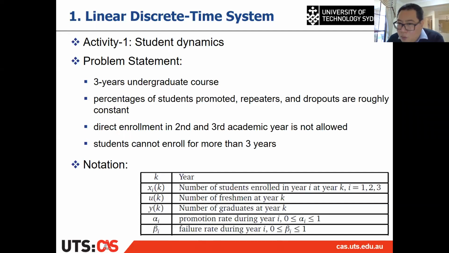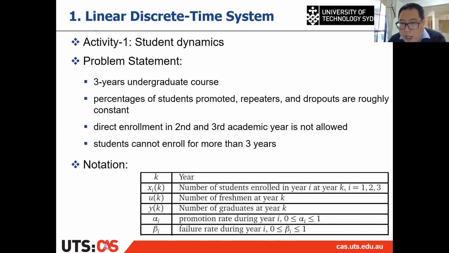So suppose x_1^k means the number of students in year 1 at year 2020, something like that. Then x_2^k means the number of students in academic year 2 in 2020. And x_3^k means the number of students in year 3 in 2020. So in this case, you will have three variables, x_1^k, x_2^k, and x_3^k.